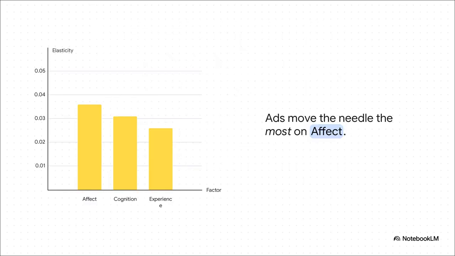But wait, it gets better. The researchers didn't just find that feeling comes first. They empirically proved that advertising is uniquely amazing at creating those feelings. By measuring advertising elasticity, we can see that campaigns move the needle the absolute most on affect, scoring a .036. That solidly outperforms both cognition and experience. So, long story short, the data proves that advertising literally works best when it hits you right in the feels.